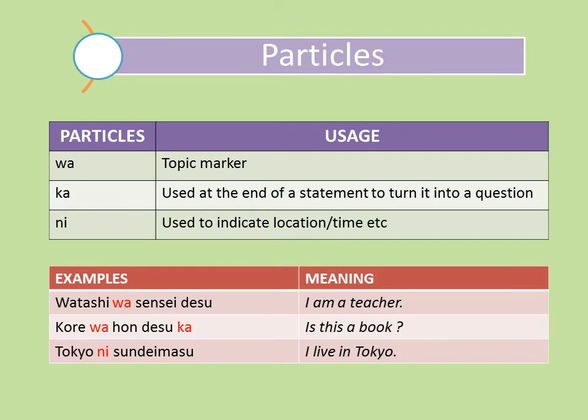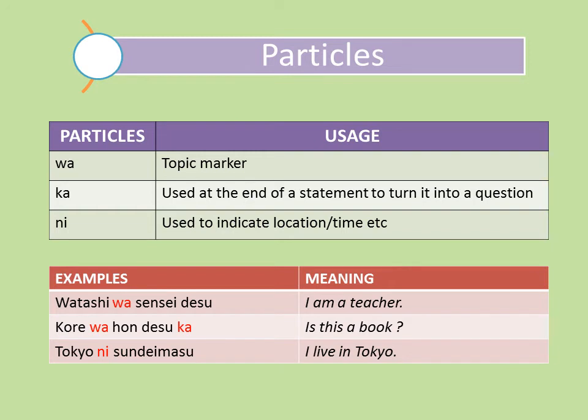Now you all might be wondering, what are these words I've used, wa, ka, in the middle of all the examples? So these are particles. Particles don't exactly fall into the main parts of speech, but we need to know about them. Particles are small words that indicate relationship between all other words within a sentence, to make the sentence complete.